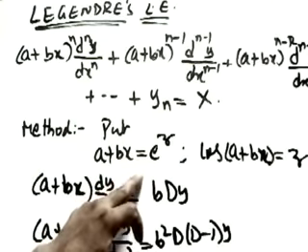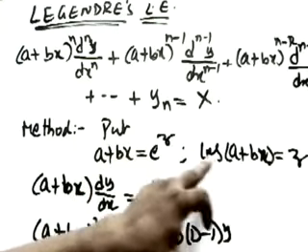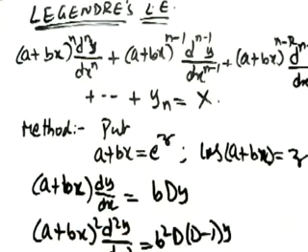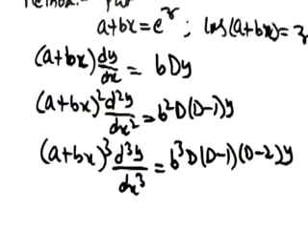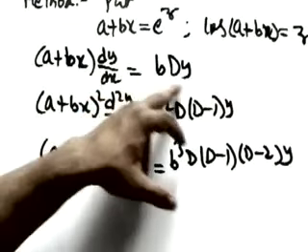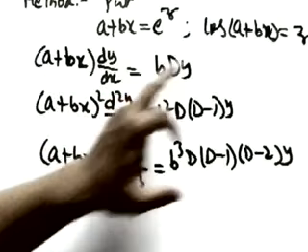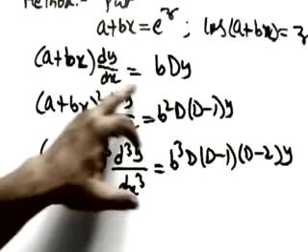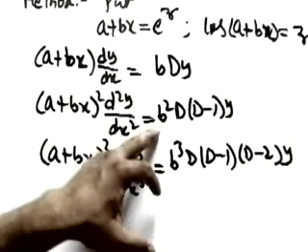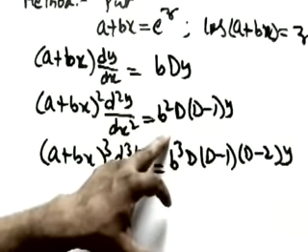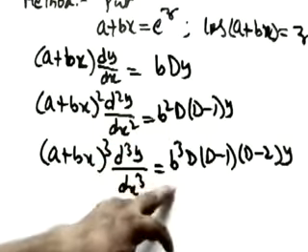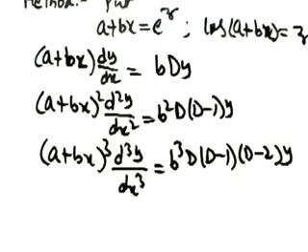You put a + bx = e^z. Log of (a + bx) will become z. And the change here: (a + bx) dy/dx will be b into Dy. B is the coefficient of x. And (a + bx)^2 d²y/dx² means b² D(D - 1)y. And the cube means b³ D(D - 1)(D - 2)y.